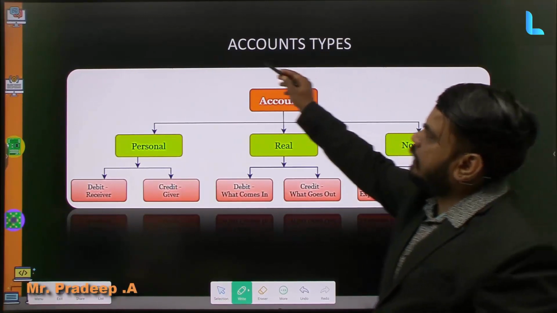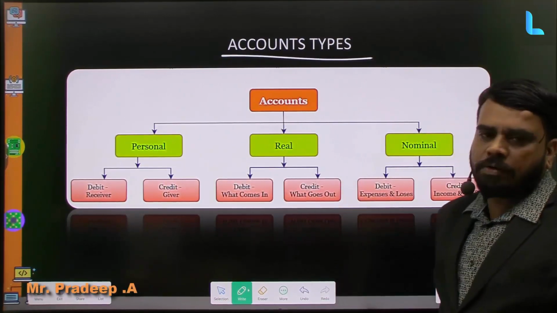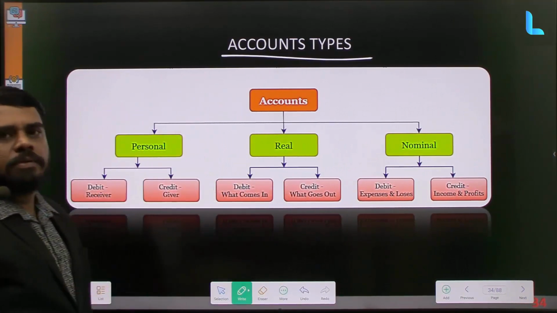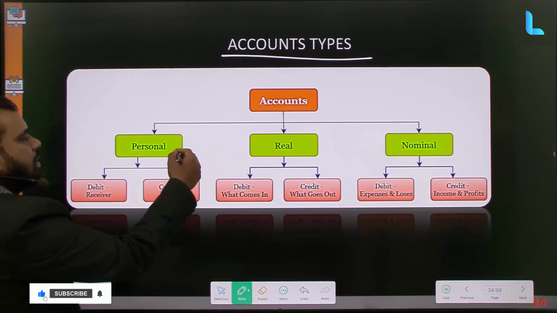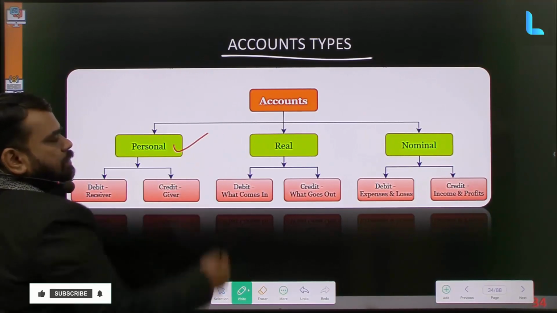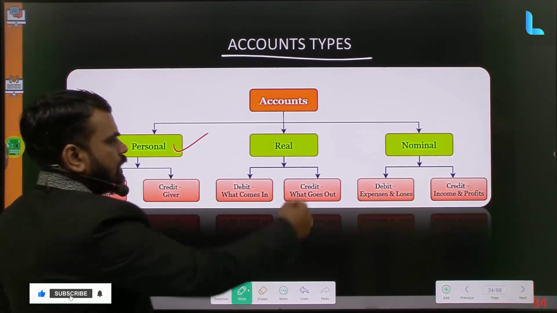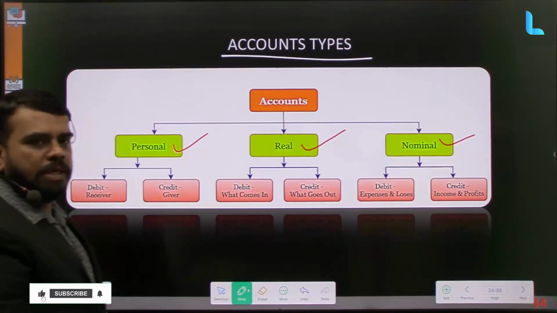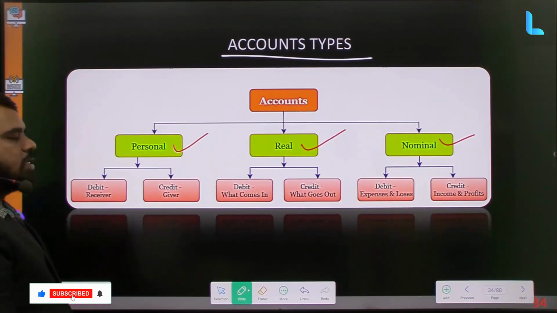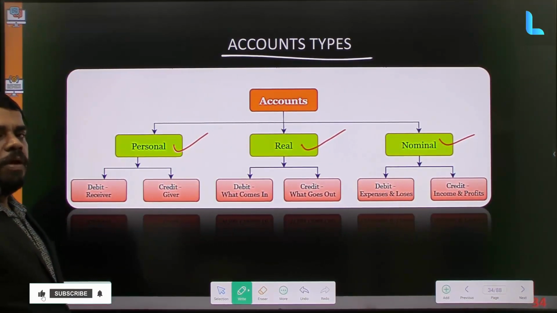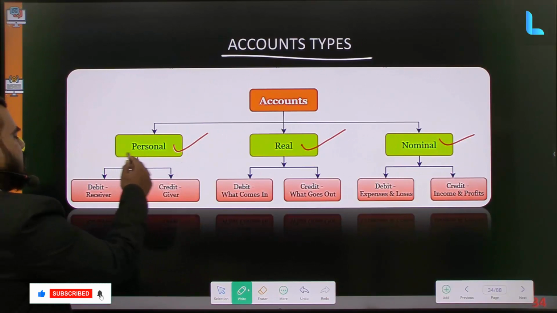Here we have a diagrammatic representation of accounts. As discussed earlier, accounts are of three types. So let us repeat it again. First account type is what? Yes, students, you are correct. It is personal account. The second account type is real account, and the third one is called nominal accounts. So personal account is nothing but an account which is related to an individual person or a firm.